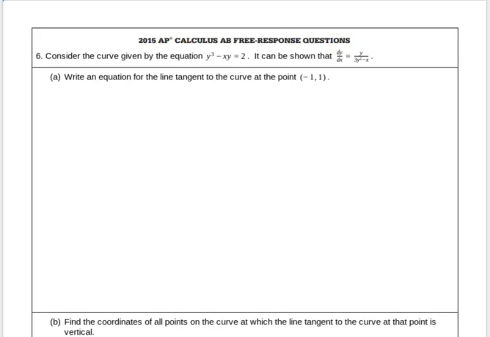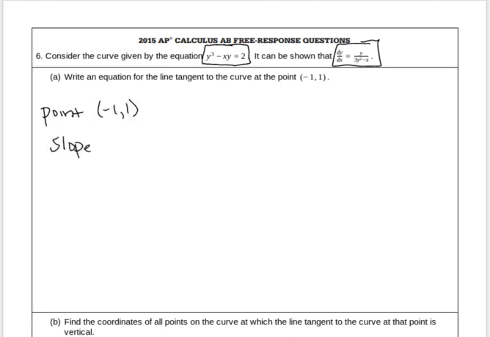Guys, this is the 2015 free response question number 6. So we're given this curve, y cubed minus xy equals 2, and we're given this differential equation. In part A, we're asked to write the equation of the tangent to the curve at the point negative 1, 1. So we know we need two things. We need our point, which is negative 1, 1, and we know that we need our slope.